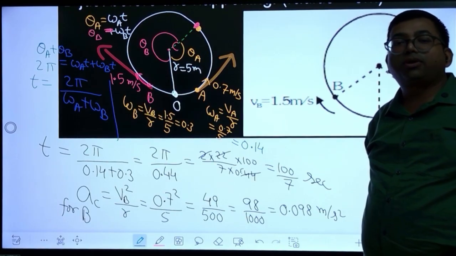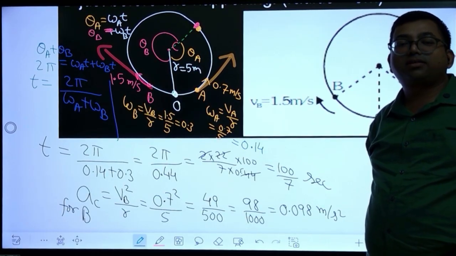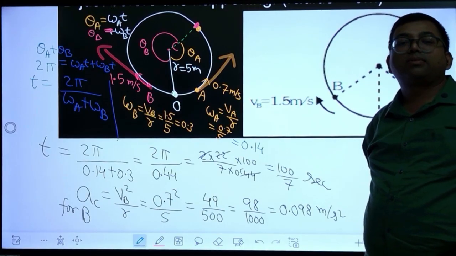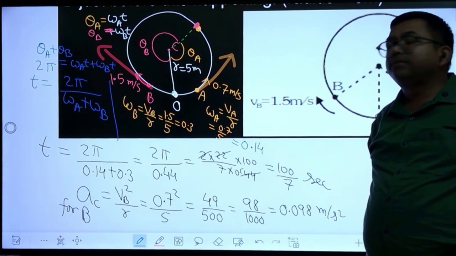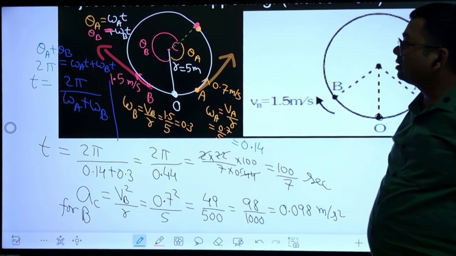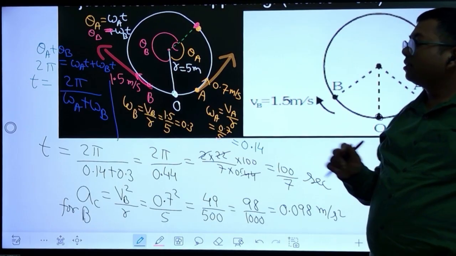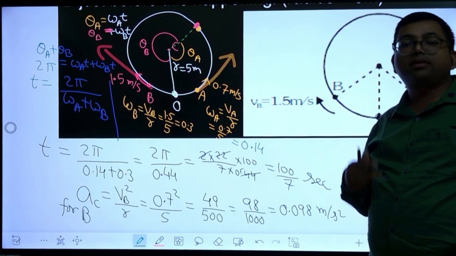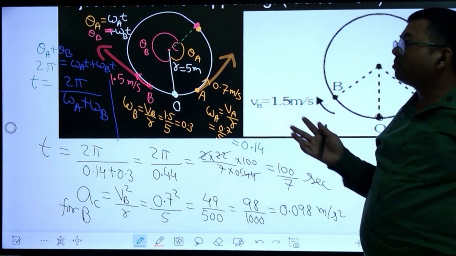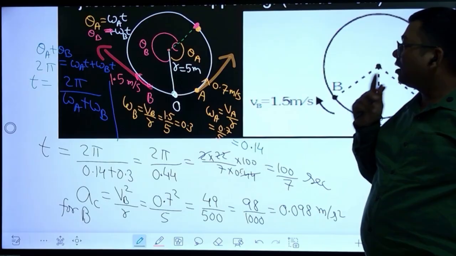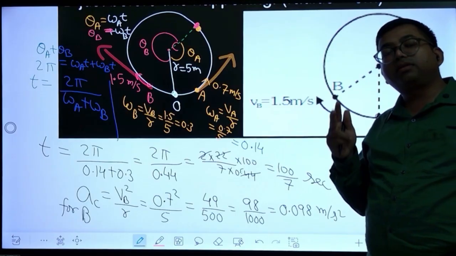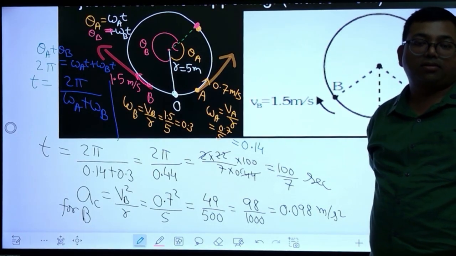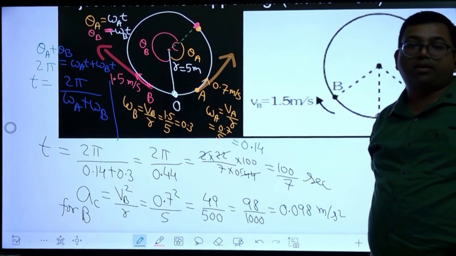Yeah, the chasing problem. One person is chasing the others, right? But here, there it was like two, three particles. One particle is chasing another. Here also two particles are there, but they are not exactly chasing, but they are moving on a circular path, and they are meeting on that circular path. So they are not chasing here, right?